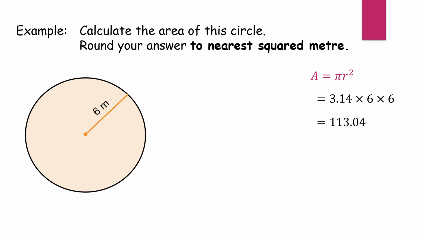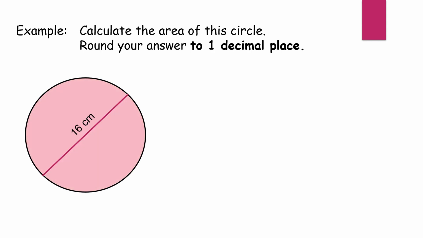And rounding this one to the nearest squared meter is going to give me exactly the same as I got using my scientific calculator. But that's not always the case. Our second circle we're going to calculate the area of is this one here. And it's got a diameter of 16 centimeters. And we're going to round our answer to 1 decimal place.